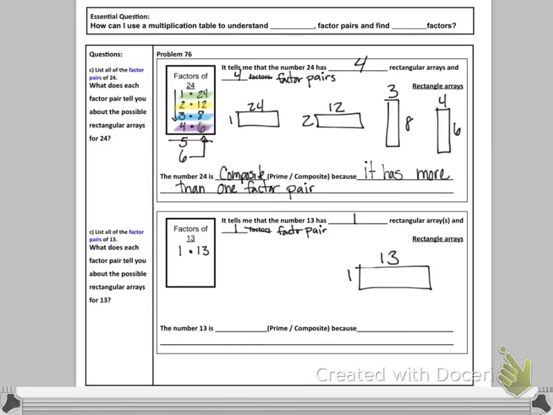This means we can only make 1 rectangle, 1 by 13. Now remember, 1 by 13 going horizontal is the exact same thing as 1 by 13 going vertical. These are not different. It is just turned around. So there is only 1 rectangular array. Because there is 1, it is prime. It is prime because it only has 1 factor pair.